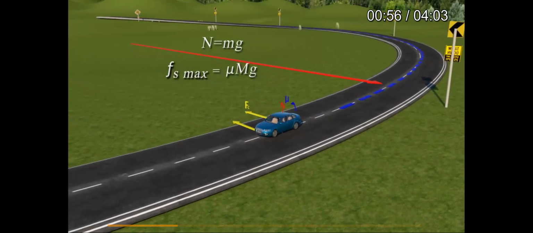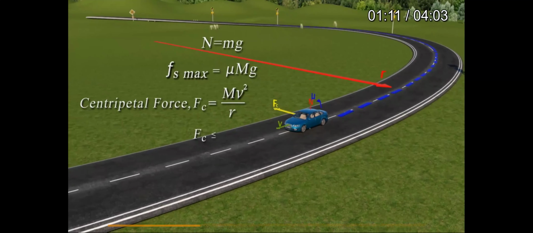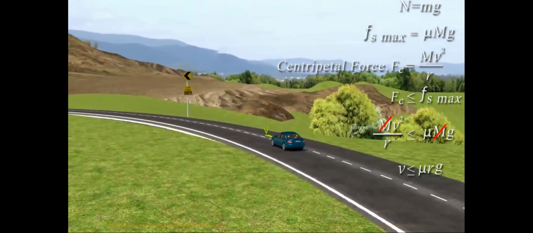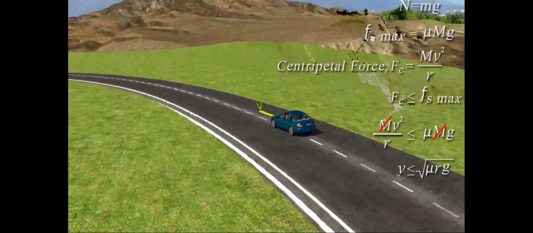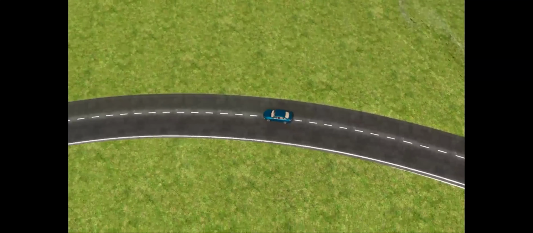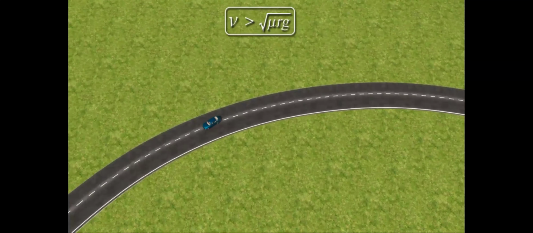The arc, he's showing all the calculations. So the limiting value you get is the speed, root of mu r g. If you go anything faster than this, you'll start skidding over mu r g. Now see, if the car moves with a velocity greater than the limiting value, you can see what happens to the vehicle. See how it is skidding away from the center.